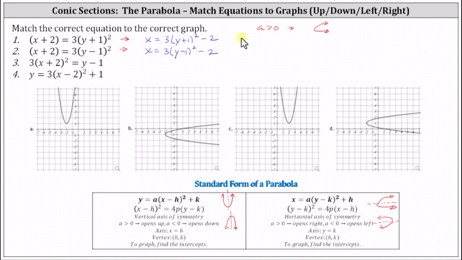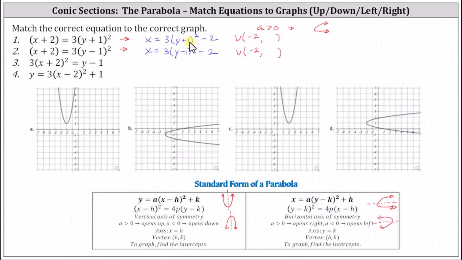And now to determine the vertex for each parabola. In both cases, the vertex is the point (h, k). For number 1, because we have a minus 2 on the end, actually in both cases we have minus 2 on the end, which indicates h equals negative 2, and therefore in both cases the x-coordinate of the vertex is negative 2.